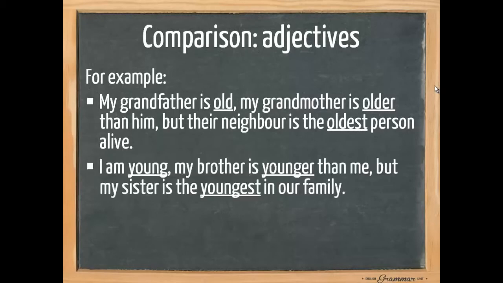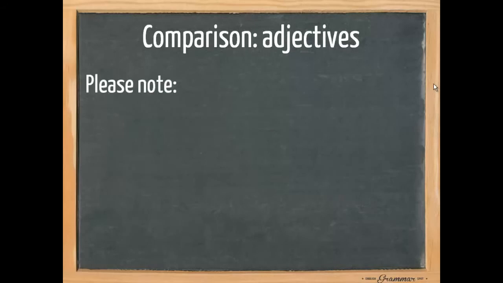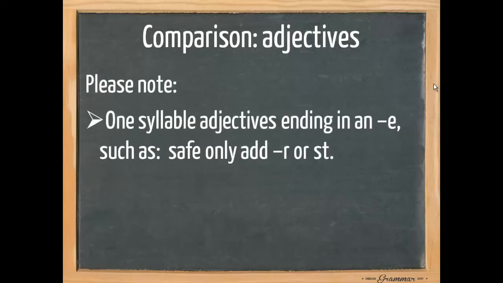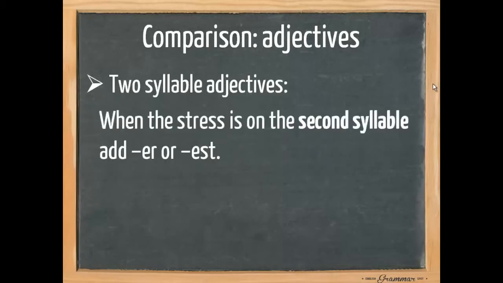I am young. My brother is younger than me, but my sister is the youngest in our family. A lion is quick, a leopard is quicker, but a cheetah is the quickest of felines. Now please note, one-syllable adjectives that end in an E, such as safe, we only add an R or ST. Safe, safer, safest. Now it is a little bit trickier when it comes to two-syllable adjectives.